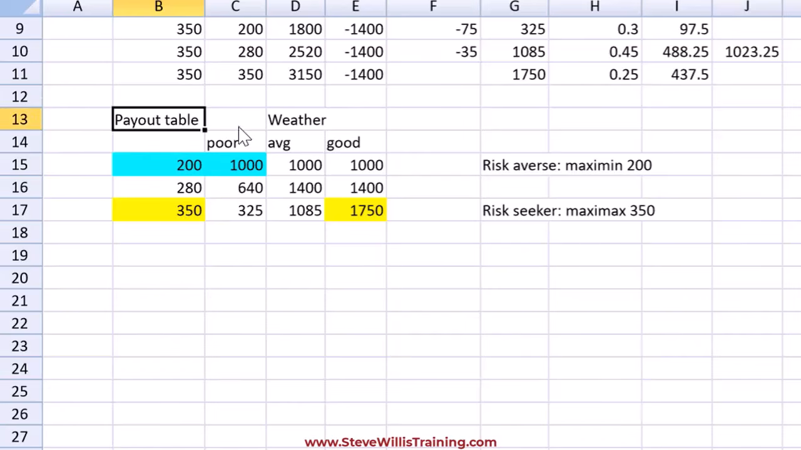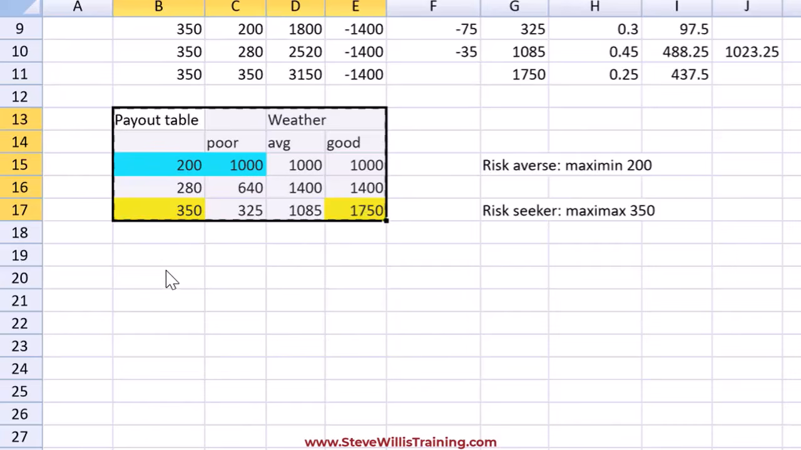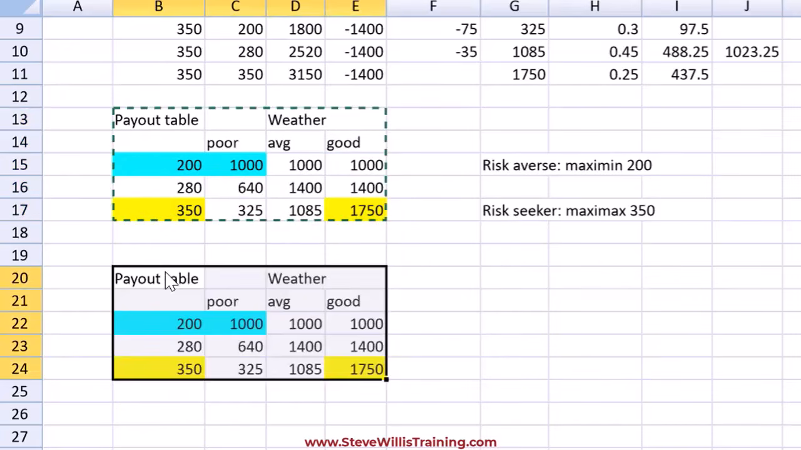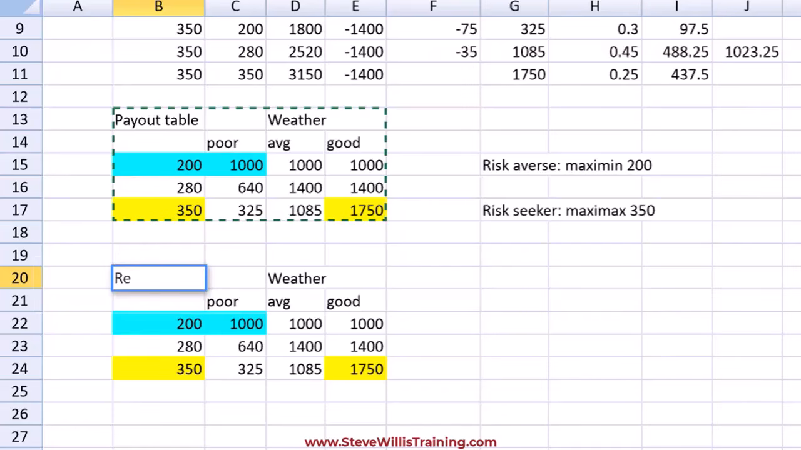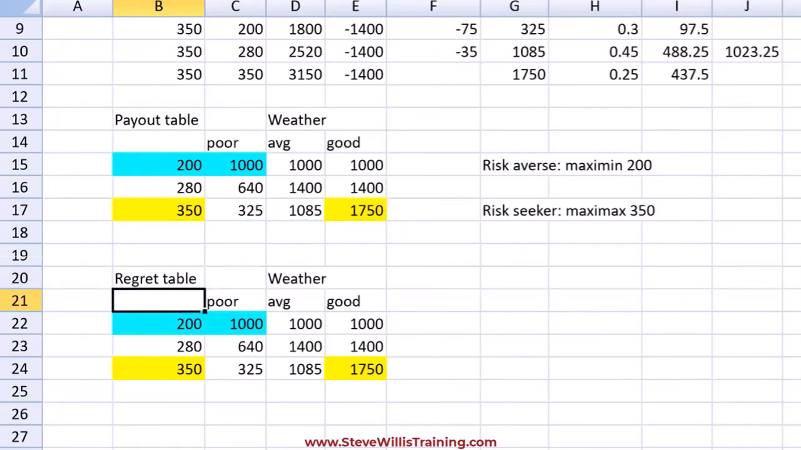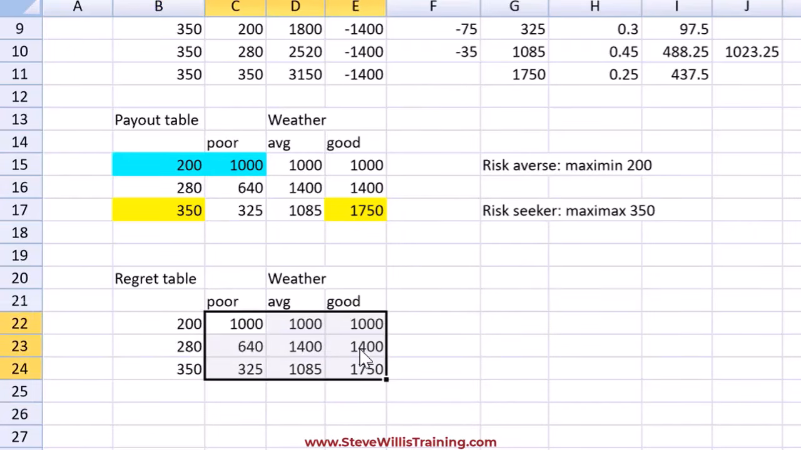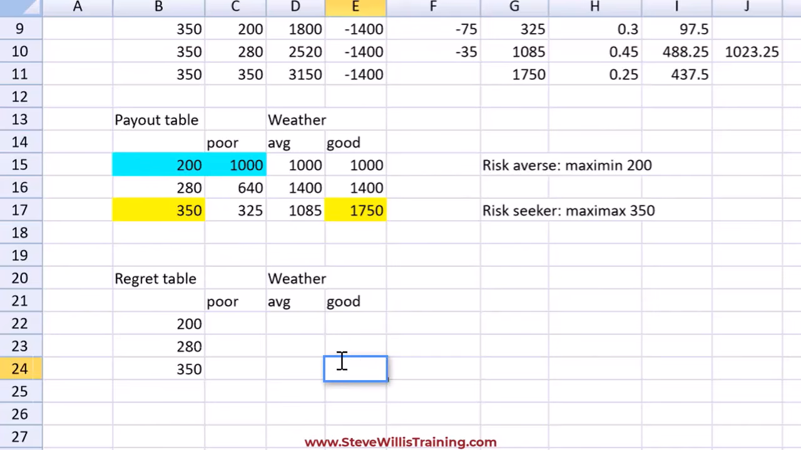Therefore, I'm just going to grab this payout table. Watch this. Grab it, copy, paste. I'm going to rename it a regret table. Okay? And let's get rid of the color. Let's get rid of the figures. What we want to do now, we want to go down each weather state. Let me clear all of these out of here. One second.